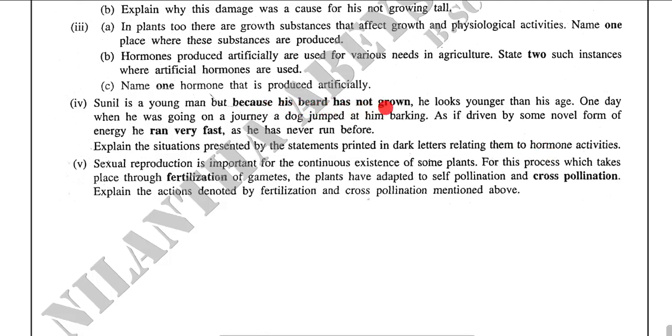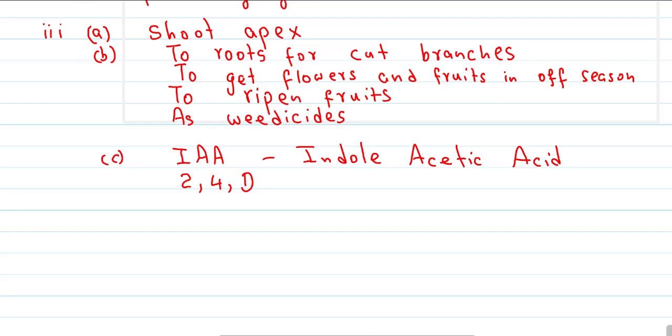His beard has not grown. That means, children, that to grow the beard, the male hormone should be released. The reason is that enough testosterone hormone is not released from his testes. Those control the male characters of the body. Beard has not grown. We write part 4.